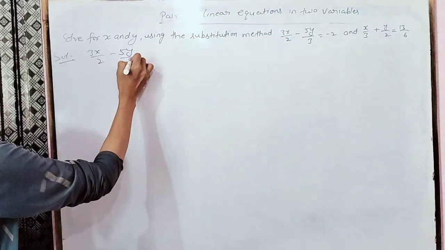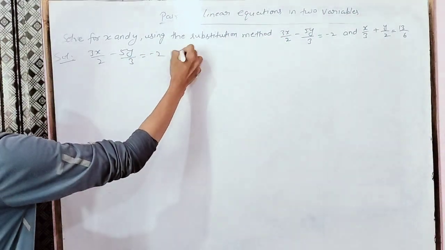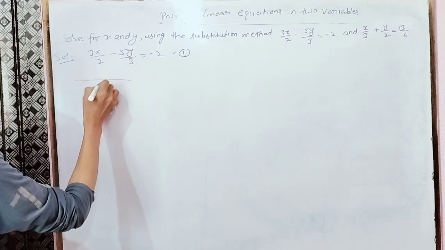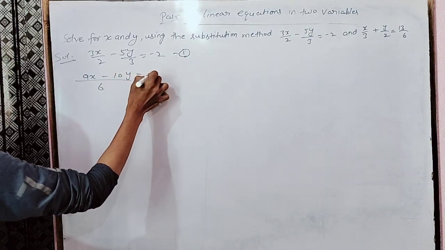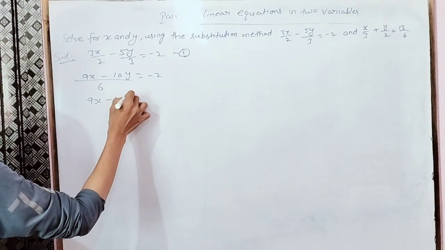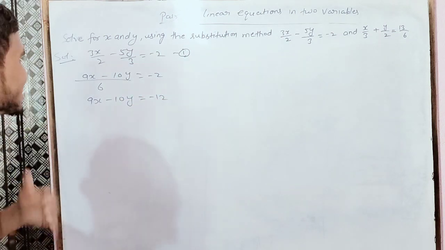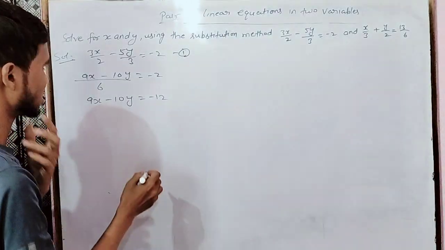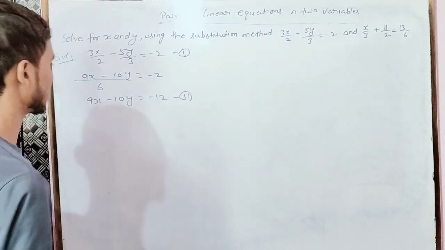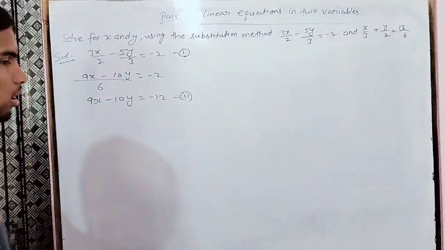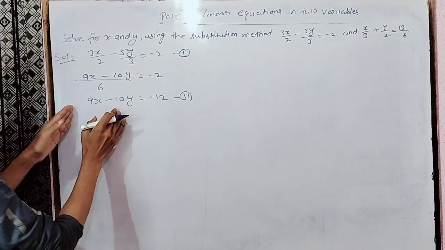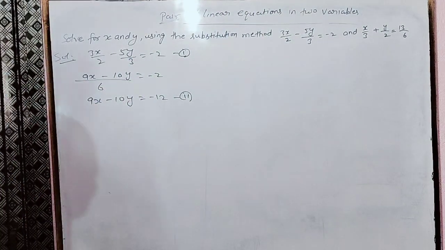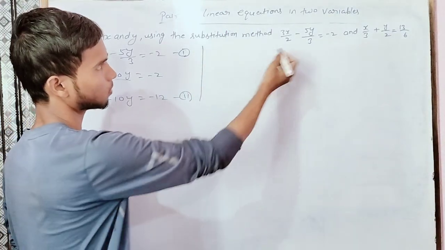First is 3x upon 2 plus 5y upon 3 minus 2. This is the first. So here 3 times 2 is 6, 3 times 3 is 9x, 3 times 2 is 6, 5 times 2 is 10y, minus 12. So 9x minus 10y minus 12. Okay, this is the third. This is the second equation. We cannot take anything common. We have simplified this in a simple way.